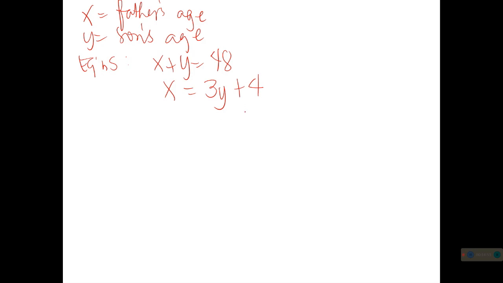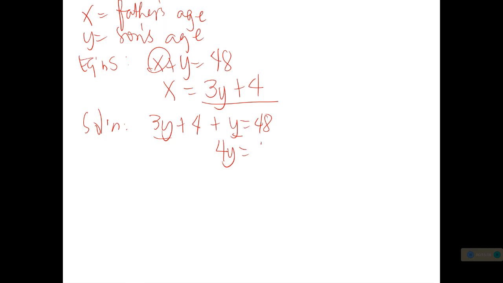Yes, you can have substitution or elimination. Okay? So, whatever method you would like to use. Since we have here x equals 3y plus 4, let us have substitution. So, for our solution, we have x replaced by 3y plus 4, plus y equals 48. Then 3y plus y is 4y equals 48 minus 4. Then 4y equals 48 minus 4 is 44. And then, divide both sides of the equation by 4. So, y is equal to 11. And this will be the son's age.